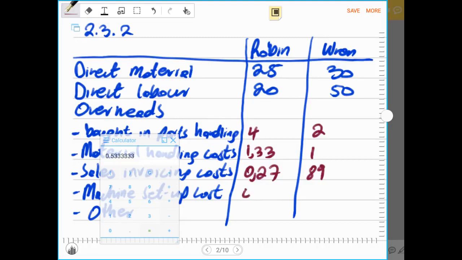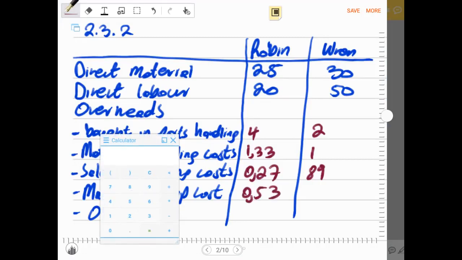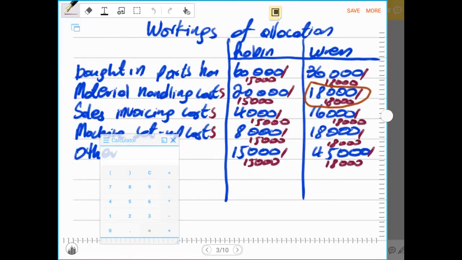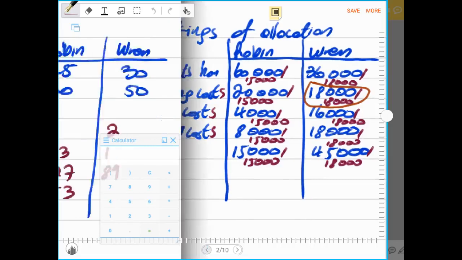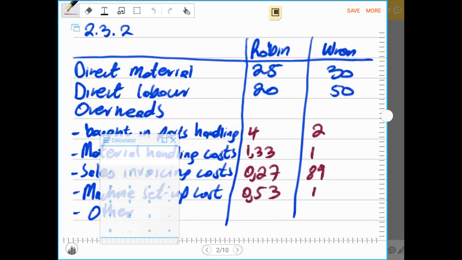53 cents. Then the next product is 18,000 divided by 18,000. That will give us 1 rand again. 18,000 divided by 18,000 will be 1 rand for the product.